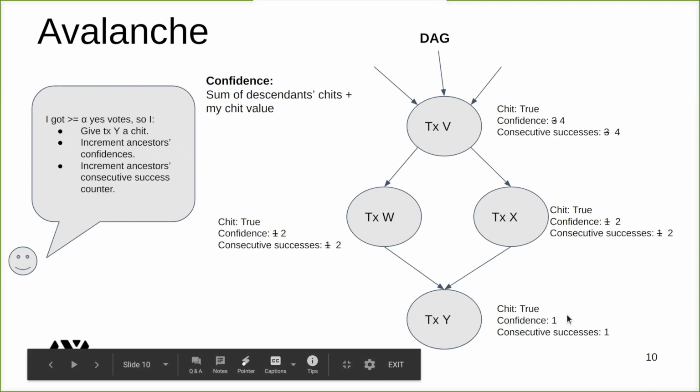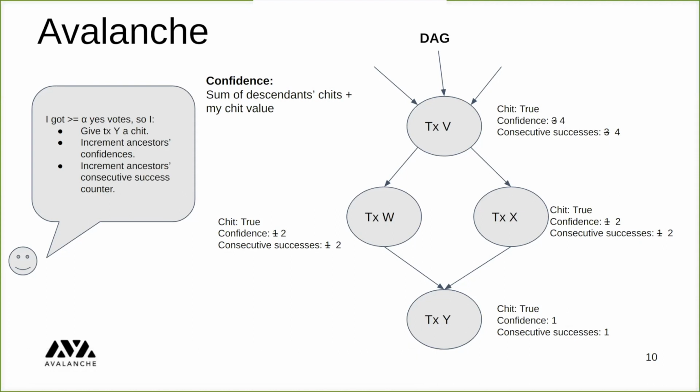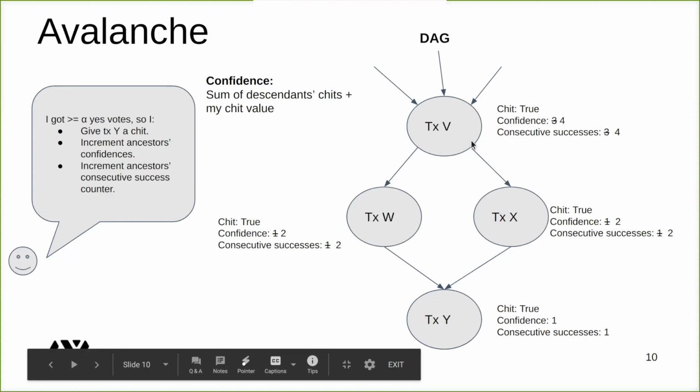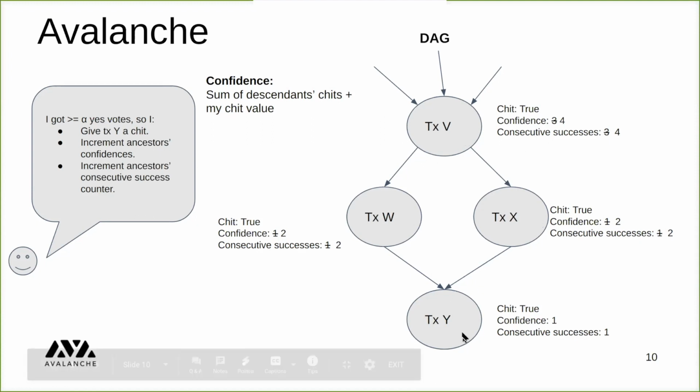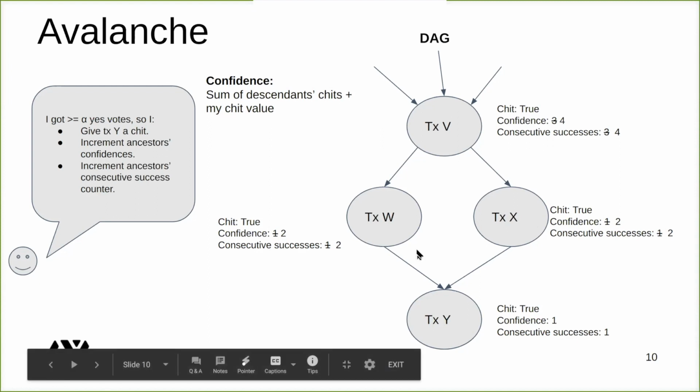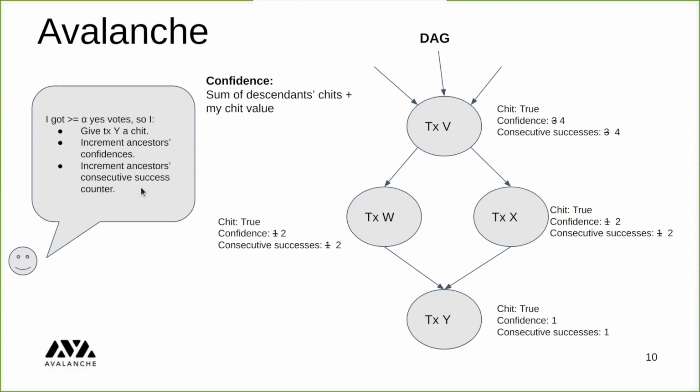And we also have this consecutive successes counter, which is, well, I suppose we'll see that in a second. But it's the same notion as in Snowball. The number of times that this transaction or a descendant of this transaction received a successful alpha majority query, right? So before, transaction V had 3 consecutive successes, right? Itself and its 2 children. And now it has 4 consecutive successes with transaction Y, and similar for W and X. So the algorithm this node follows is it got an alpha majority response of yes votes. So it gave transaction Y a chit. It incremented the confidences of its ancestors, and it incremented the consecutive successes counter of its ancestors.